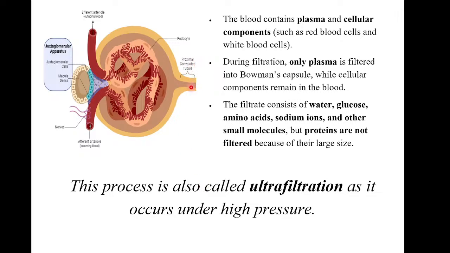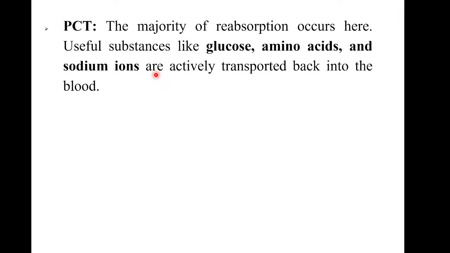Okay, so the next step is tubular reabsorption. After glomerular filtration, the filtrate consists of several essential substances that the body needs, and these substances must be reabsorbed back into the bloodstream. This process occurs in different parts of a nephron, mainly in the proximal convoluted tubule, loop of Henle, and distal convoluted tubule, which I have discussed in the structure of a nephron in an earlier slide.